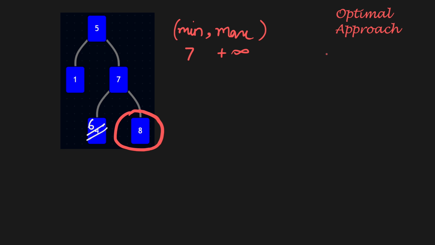So because of this, the time complexity of this approach is O of n, and the space complexity will be O of h, because again we are using the recursion stack, and in the worst case for the unbalanced tree, it will be O of n.